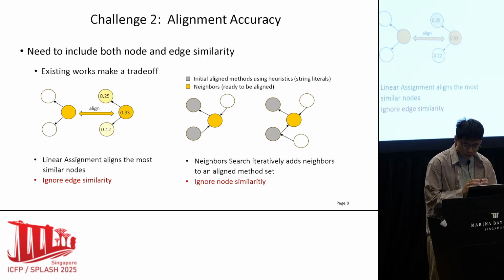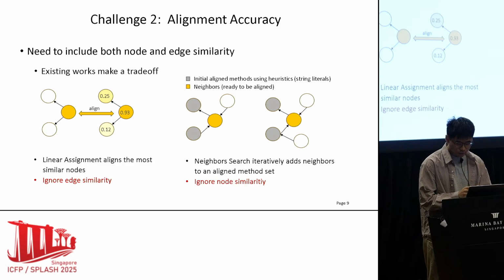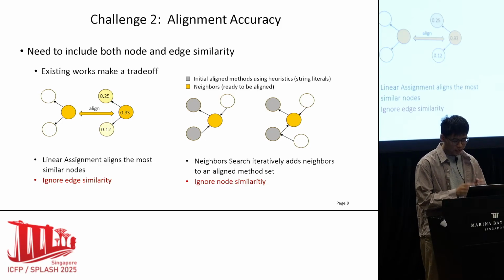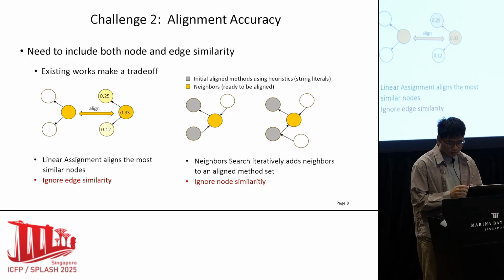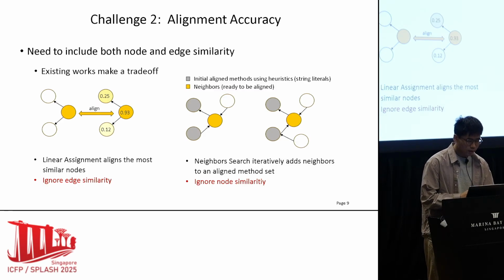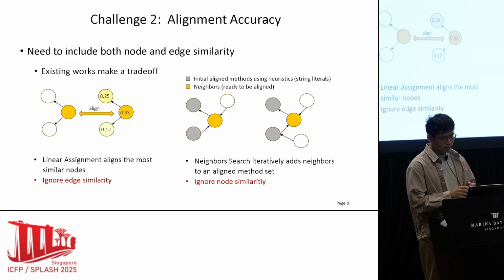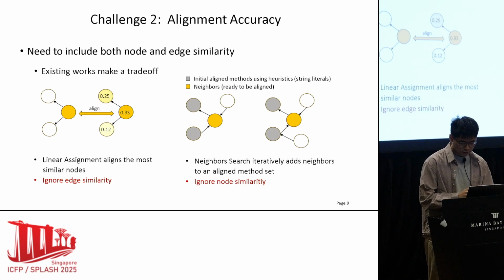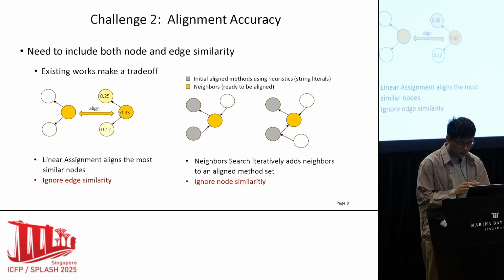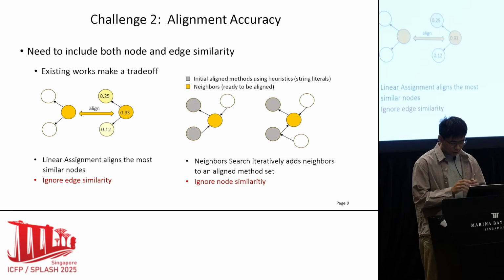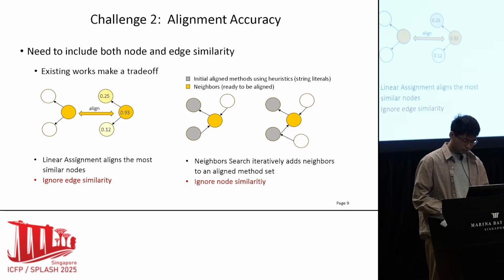Now for our second challenge, accuracy. Existing work often makes a trade-off. For example, linear assignment aligns the most similar nodes according to their code similarity, mainly uses node similarity but ignores the edge similarity. And another example is neighbor search. It sets up an initial set of aligned methods using simple heuristics such as containing the same string literals, and iteratively adds the neighbors of the aligned methods to this set. However, it focuses on the edge similarity but ignores the node similarity.